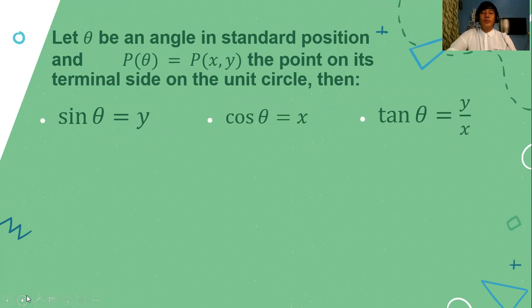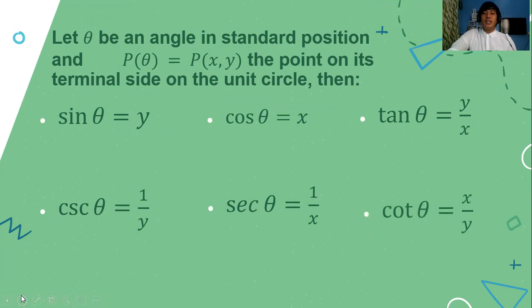And since we have the opposite functions, or the reciprocals, we have cosecant theta is 1 over y, the reciprocal of sine. Secant theta is 1 over x, the reciprocal of cosine theta. And the reciprocal of tangent theta is x over y.